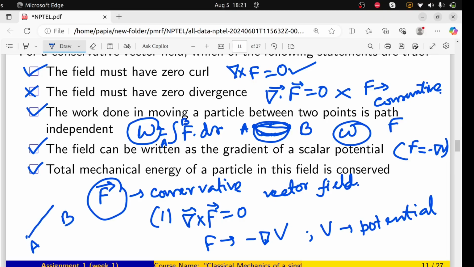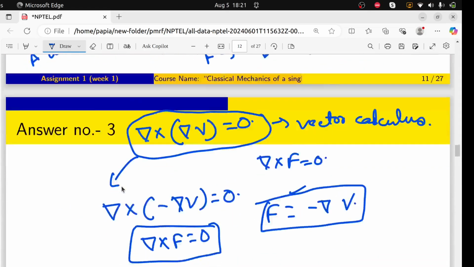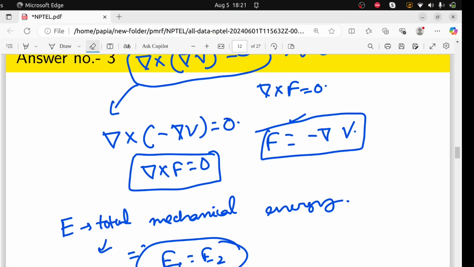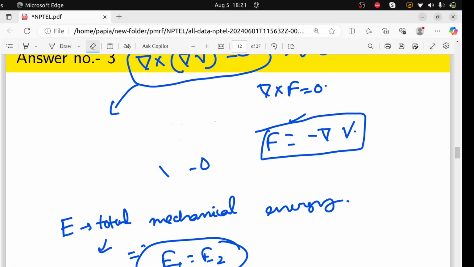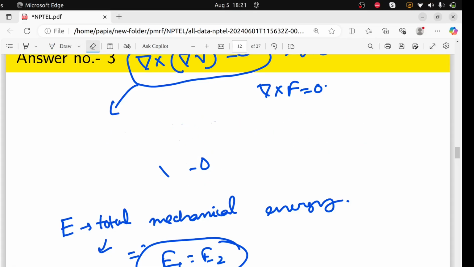I can go from here to here in that path, or in that path. It does not matter how I go from A to B, but the result will be exactly the same for all the paths of that work done. So this is also correct: the work done in moving a particle between 2 points is path independent. So now I can write a simple formula, like a take-home message.